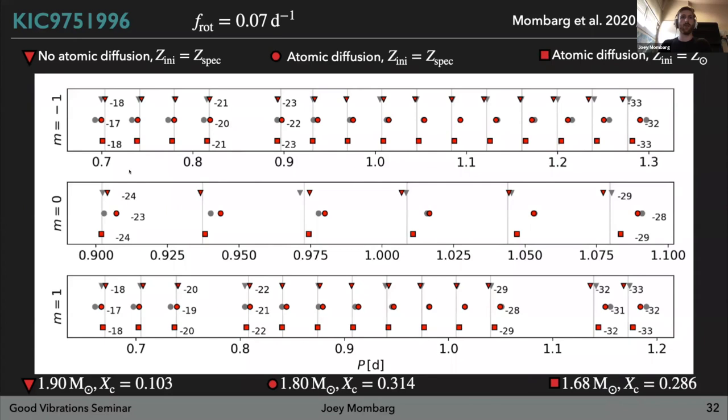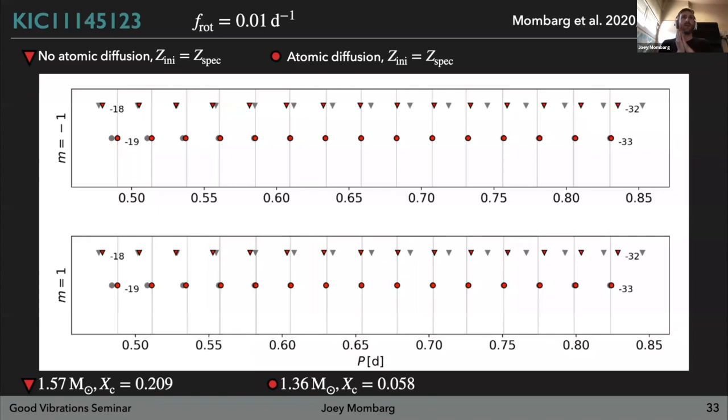So we've done this once with just models without atomic diffusion, once with atomic diffusion, where in both cases we set the initial metallicity to the metallicity observed from spectroscopy, and once with atomic diffusion, but setting the metallicity to solar metallicity. So these are the different rows that you see here, the different symbols. In this case, what we find is that the models without diffusion seem to give a better match in the pulsation frequencies. That doesn't mean, of course, that diffusion doesn't happen, but there are other processes that might counteract its effects.